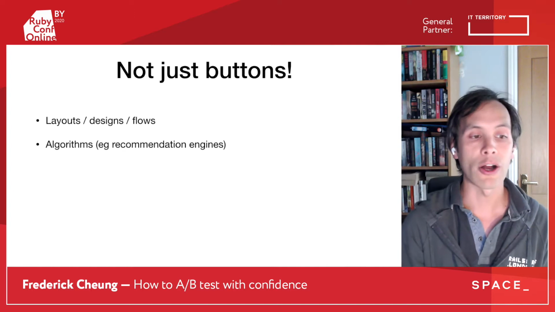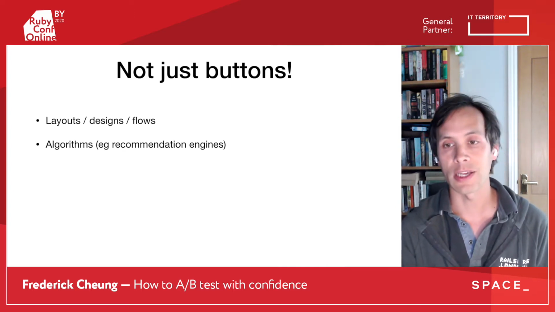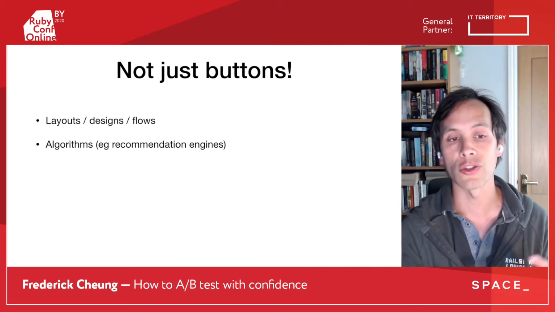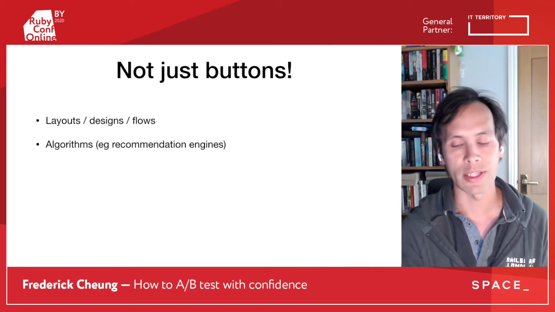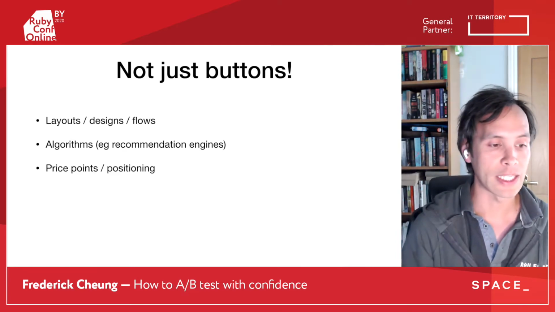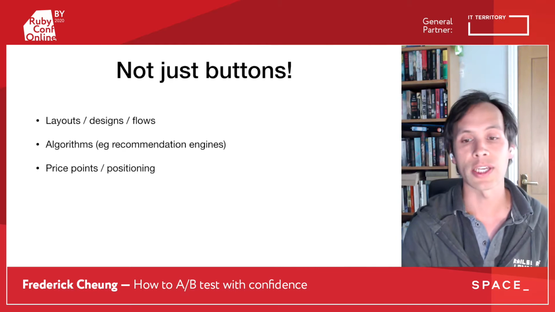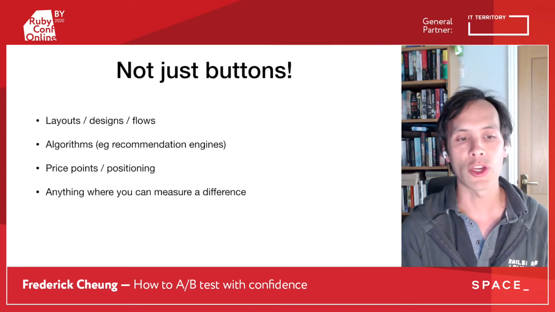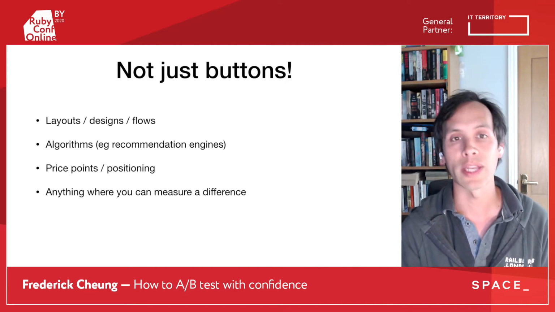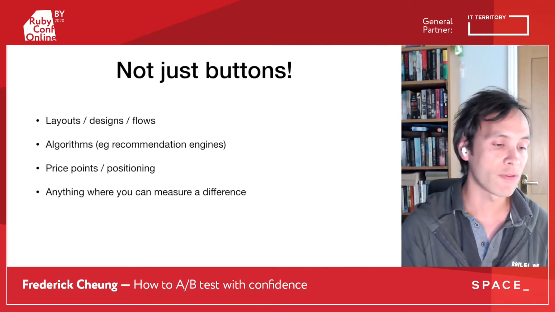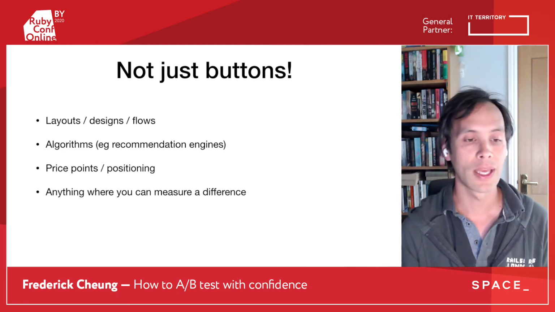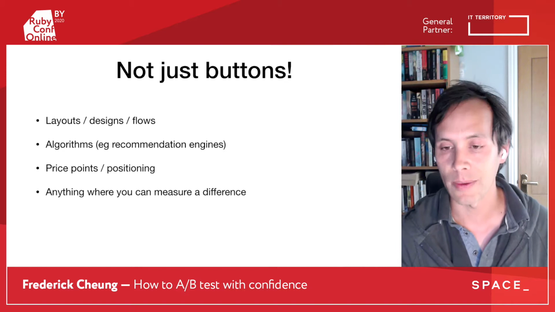You can A/B test algorithms. So say you're Netflix, you could have different methods of choosing which recommendations you show to people when they're browsing for films or for TV programs. You can even A/B test things like pricing or how you position things to customers, and really anything where you can measure a difference. And that difference, as long as it's measurable, doesn't matter what it is. It could be conversion rate. If you're Netflix, you might be more interested in how long people spend watching videos. As long as you can measure it, it doesn't really matter.